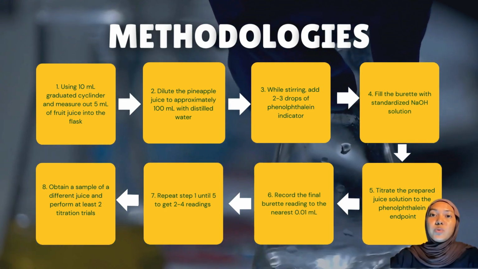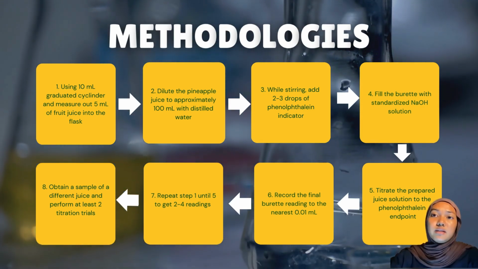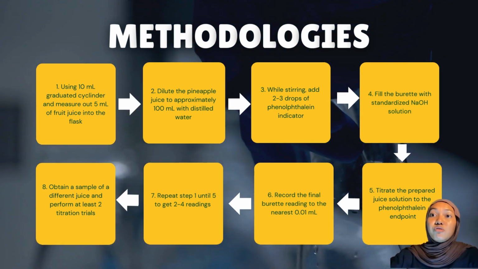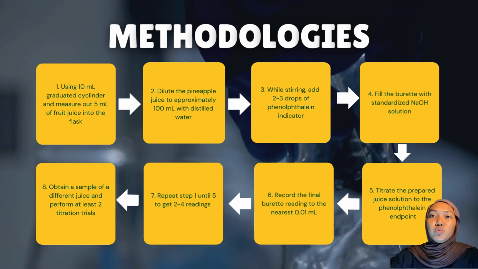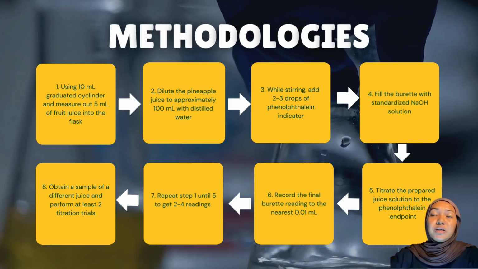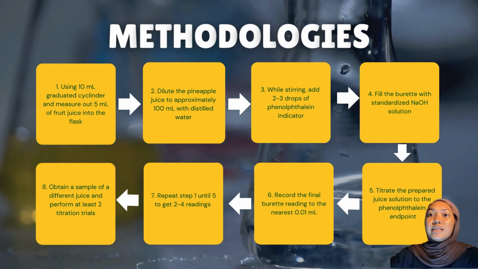So for the first one, we must use a 10 ml graduated cylinder and measure out 5 ml of fruit juice, which is pineapple juice, into the flask. Second, dilute the pineapple juice to approximately 100 ml with distilled water. Third, while stirring, add 2 or 3 drops of phenolphthalein indicator.